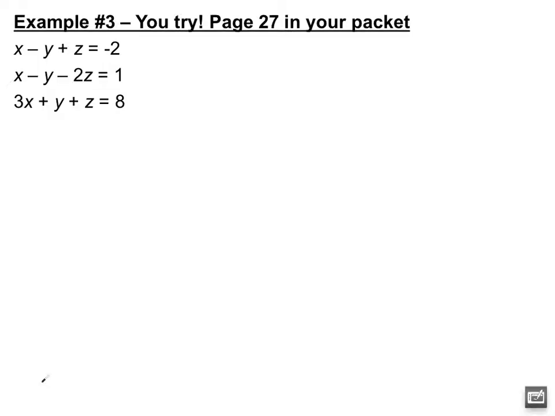First thing that you need to do is determine which variable you would like to eliminate. I personally am going to eliminate the z's. If you chose x or y, totally fine, you should still end up with the same answer I do. I'm going to multiply my top equation by positive 2, so I have positive 2z and negative 2z. Top equation becomes 2x, subtract 2y, add 2z is equal to negative 4. Bottom equation stays the same.